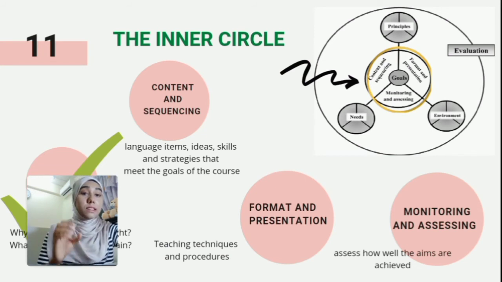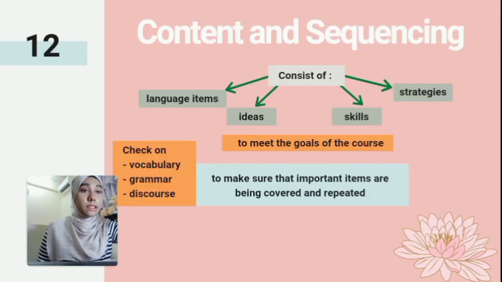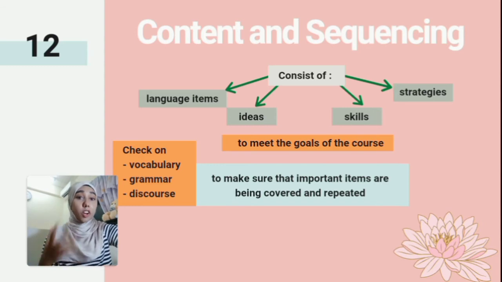These three elements are attached to the most center part of the circle, which is goals, because these three elements are directly influenced by goals. So firstly, we will start with content and sequencing. Content and sequencing is basically the content of a course. It consists of language items, ideas, skills, strategies to meet the goals of a course.